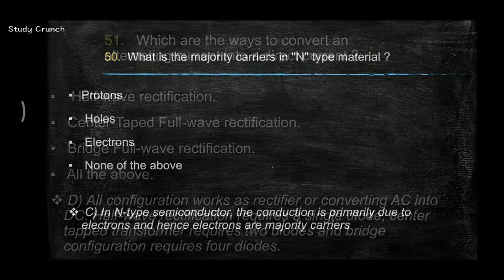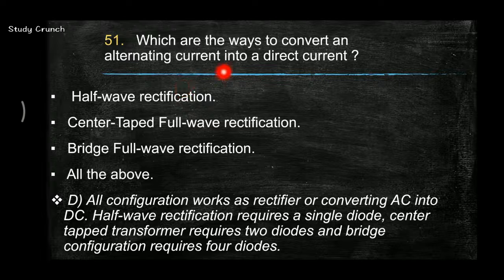Next, which are the ways to convert an alternating current into direct current? So the answer is we can use half wave rectification, center tap or bridge. All of these three are the classifications of rectifiers. So the answer is D.